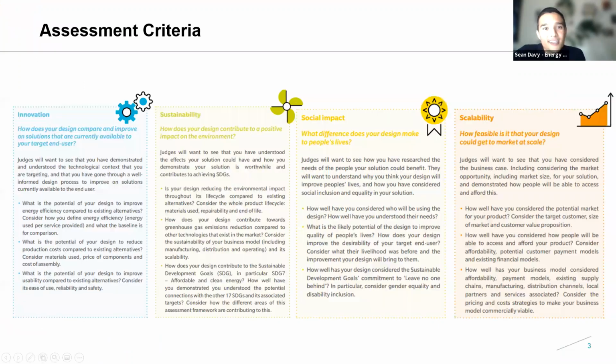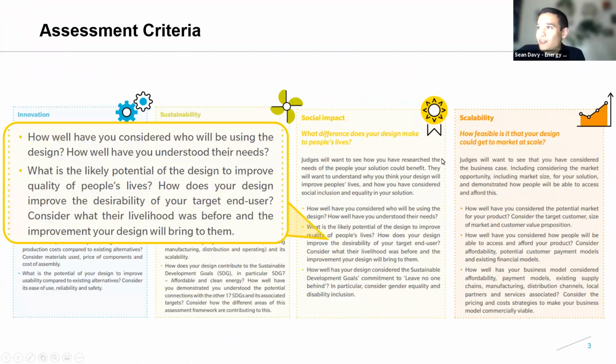So today's session pertains to social impacts right here. Specifically, the questions highlighted here found in your challenge briefs. Today is about considering your end user. So understanding what an end user is, how you can identify one, how to design with an end user in mind, and understanding your impact upon them.